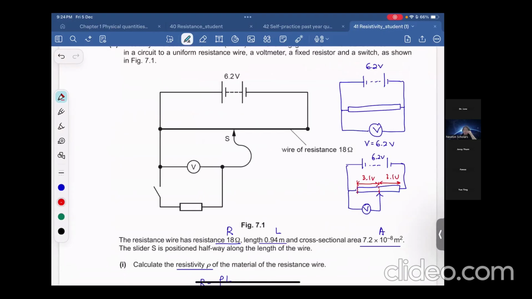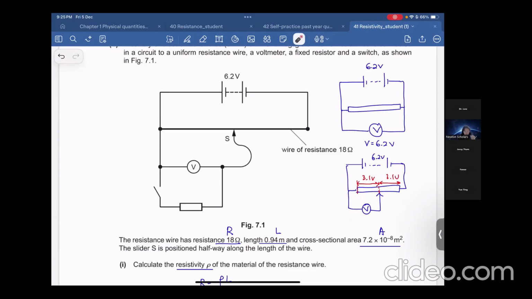Get it? If the voltmeter is placed here, there is no resistance here. If, let's say, it points here, your voltmeter will show 0. Then we start to have the potentiometer. In year 11, we learn potentiometer. Fatima, correct. Okay, get the idea?